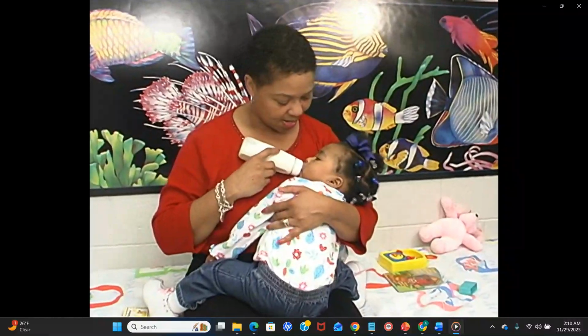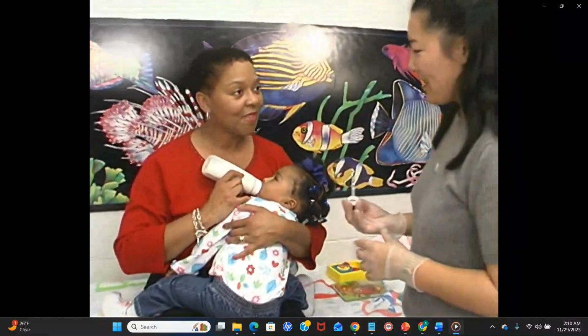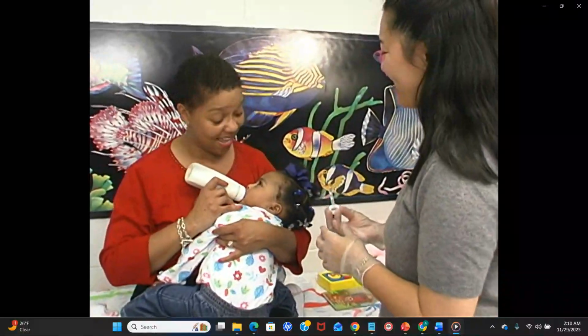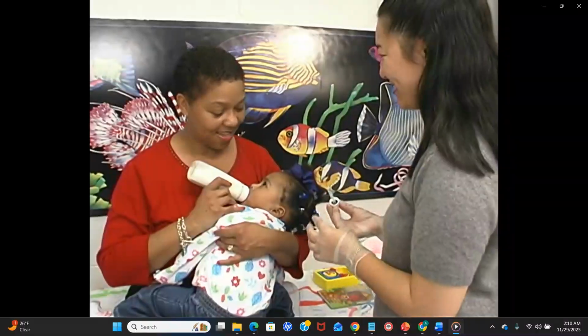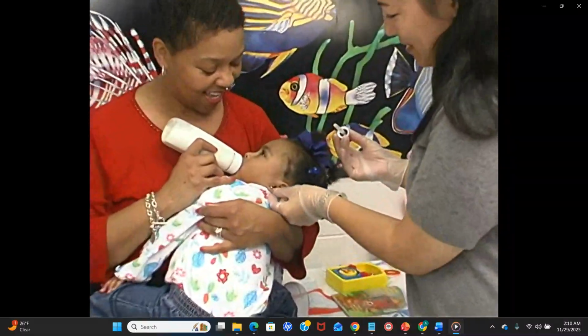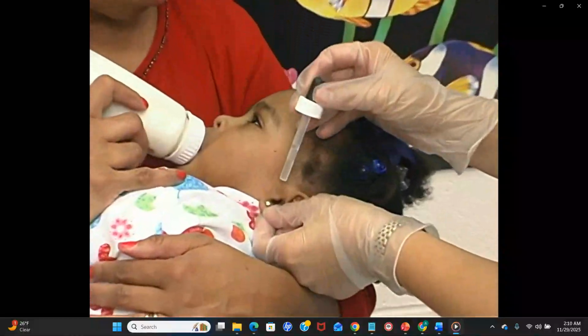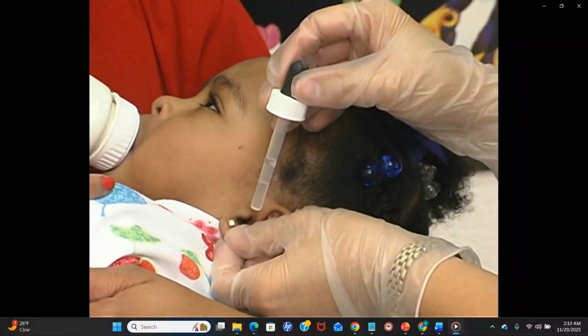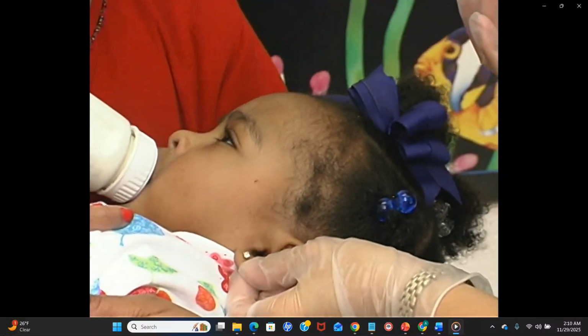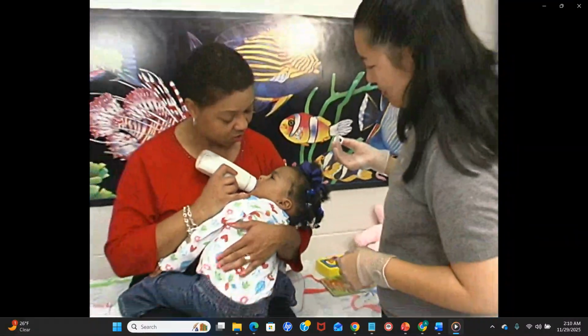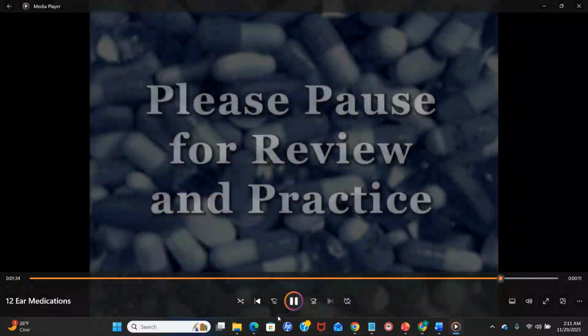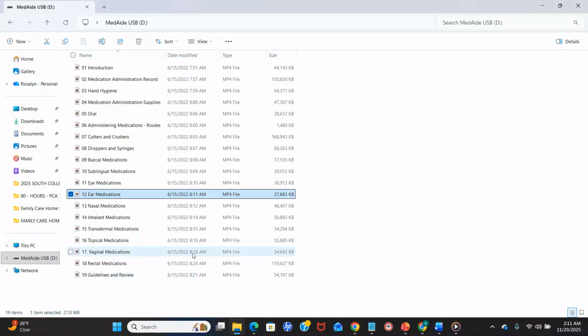The ear canal points upward in infants and children up to 3 years of age. To straighten the canal in a child this age, you must gently pull the ear down and back before administering the drops. When you are finished, remove your gloves and wash your hands. Please pause for review and practice.